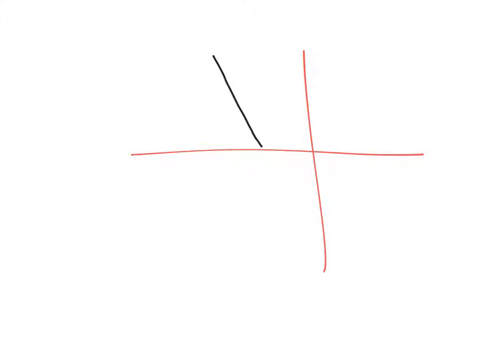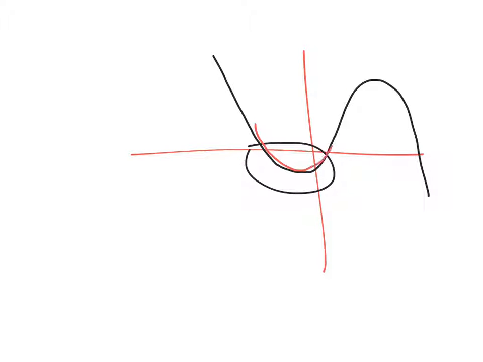So maybe it's going like this, and then it goes like this, and then it goes like this. So this part here, where it goes from decreasing to increasing, is called the local minimum point, right there. And where it goes from increasing to decreasing, that point there is called the local maximum point, because obviously it's at the maximum. This is the minimum.